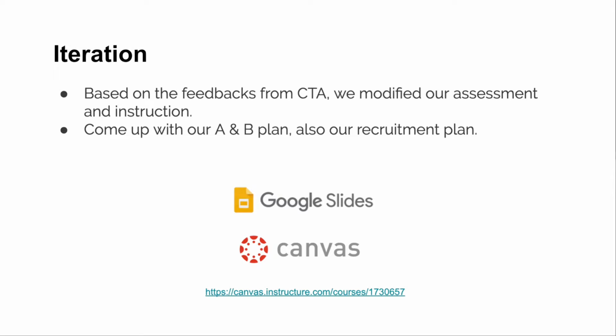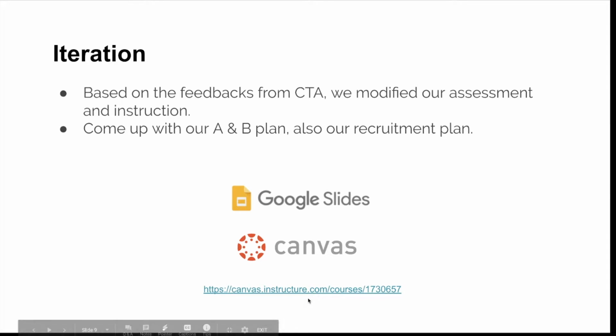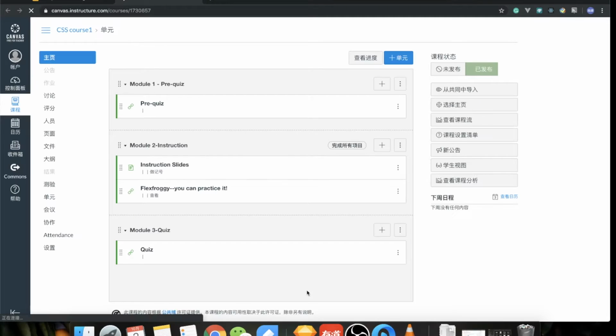To distinguish the pre and post quiz, we used the A-B method. We designed assessment sections A and B using the same structure. For half of the students, we use A as the pre-quiz and B as the post-quiz. For the other half, we exchange them. To some degree, we could avoid students memorizing the answer without thinking and control the difficulty of our assessment. We also came up with our recruitment plan. We put our courses on Canvas and invited students to the system.